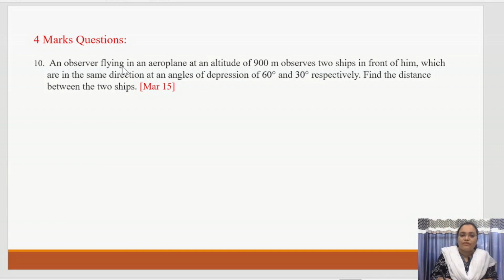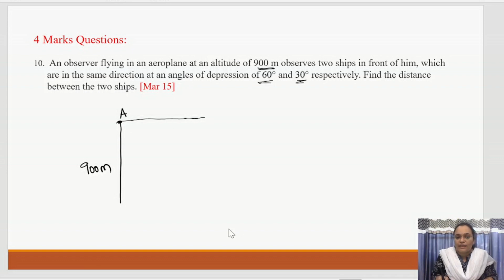An observer flying in an aeroplane at an altitude of 900 meters observes two ships in front of him which are in the same direction at an angle of depression 60 degrees and 30 degrees respectively. Find the distance between the two ships. This is the 900 meters and the aeroplane is flying here.